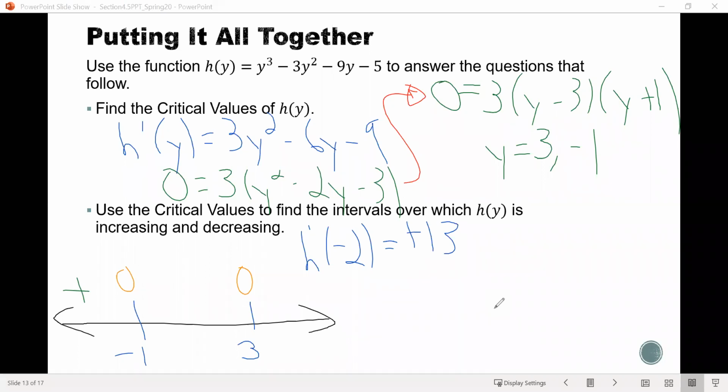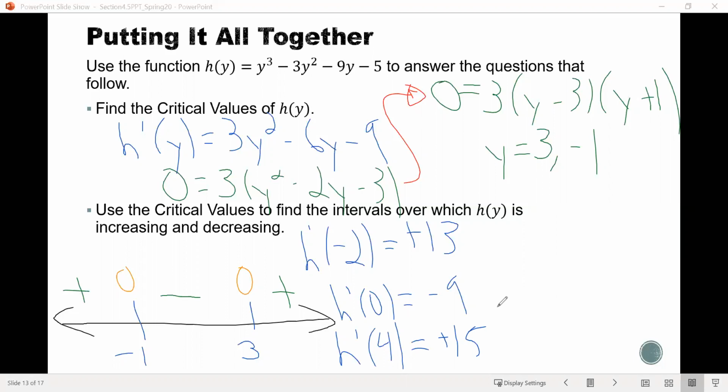I can then do h prime of a number between negative 1 and 3. I'm going to do 0. If I plug that in, looks like I'll get negative 9. So I know for all values between negative 1 and 3, the value of the first derivative is negative. And then pick a value bigger than 3, so I'll do h prime of 4. And if I do that, 3 times 4 squared minus 6 times 4 minus 9, I get positive 15. And so this is a plus here. All right.